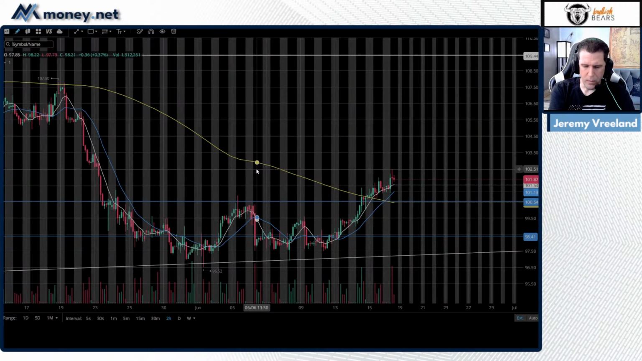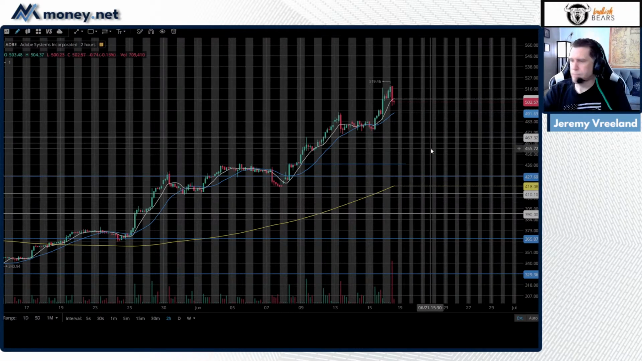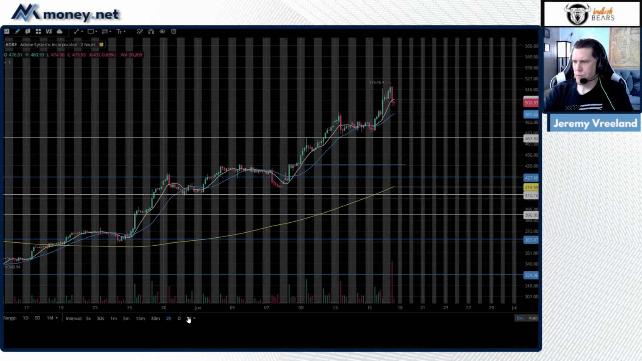Let's look at Adobe. That was next on the list. They're bullish on that. Price target isn't really set yet. Let's go to the weekly.